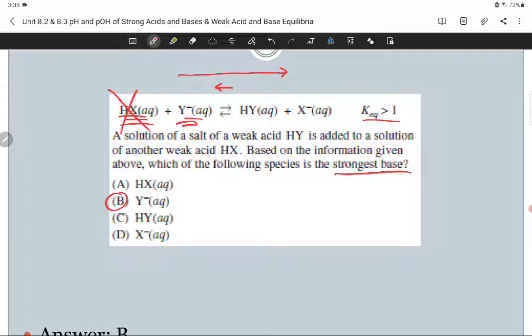Well, HX can't be a base. That's an acid. Anything with the H in front cannot be. So the only bases are those. So since it moves more left to right, whatever stuff is on that left side is stronger. So that's how we got an answer of B. And that concludes this section.